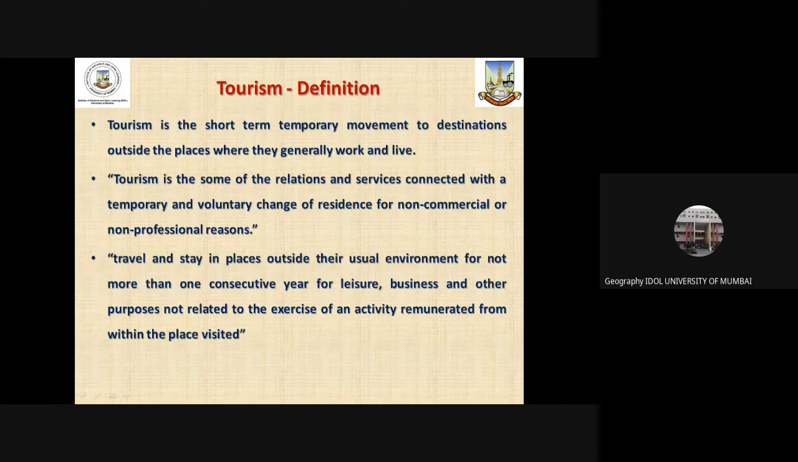Tourism by definition is, in simple words, considered as a short-term temporary movement to destinations outside the place where people generally work or live. And therefore, tourism activity is associated with short-term movement of the people away from their regular routine places so as to spend some quality time out there.